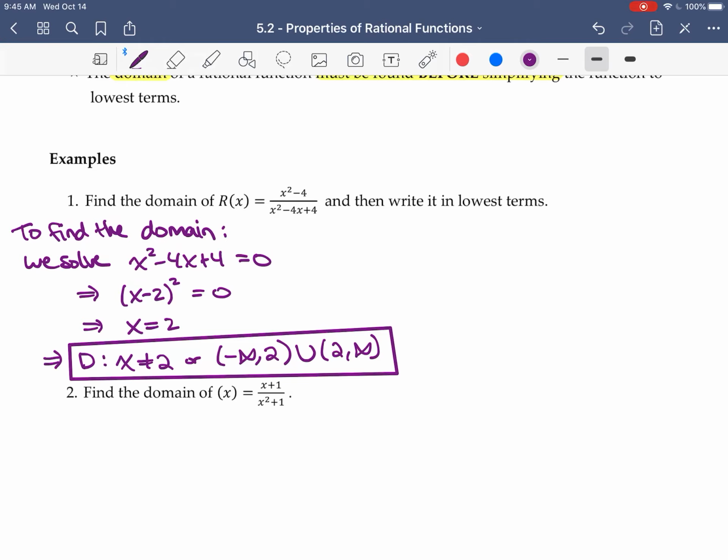Now when we want to write it in lowest terms, we factor and see if they have any common factors. The top is a difference of squares, so it factors as x plus 2 times x minus 2. And the bottom we just saw factors as x minus 2 squared. Now they do have a common factor. X minus 2 can cancel with one of the ones on the bottom. So r of x is equal to x plus 2 divided by x minus 2. Now they have no common factors, so this is in lowest terms.